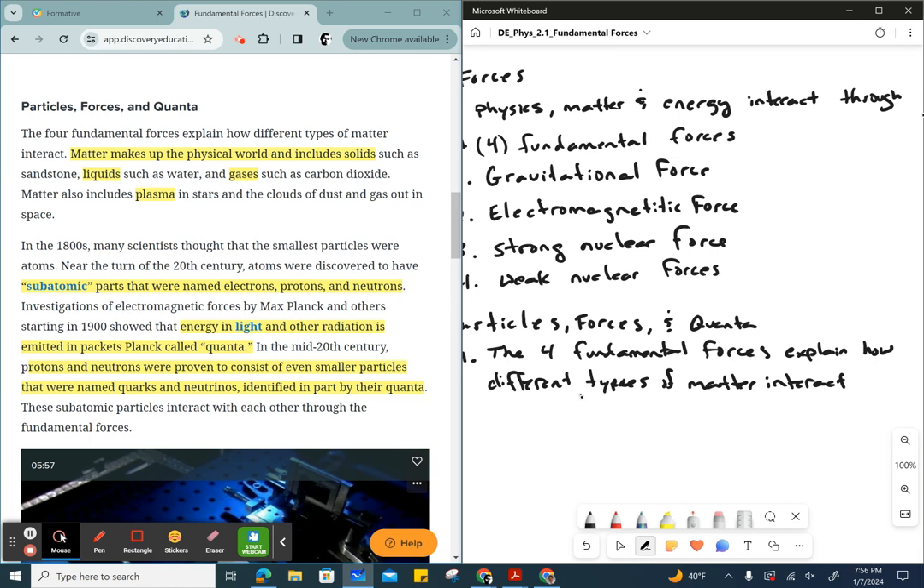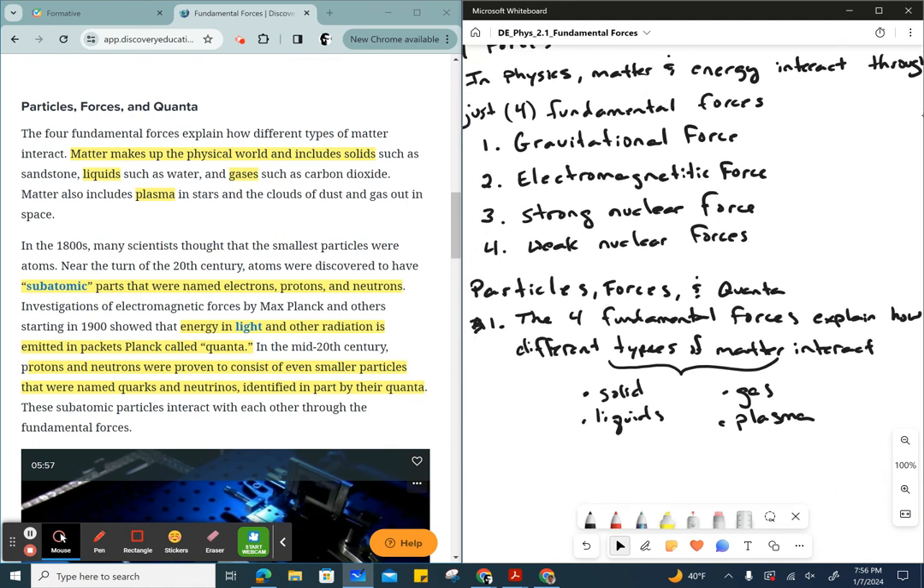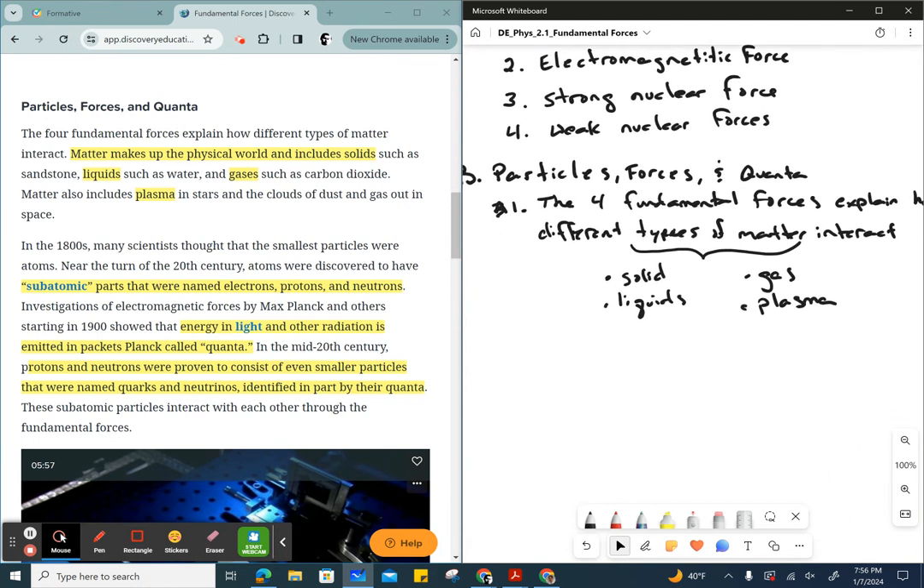And when we're talking about the types of matter, we need to remind ourselves there's solids, there's liquids, there's gas, and of course, you also know that there's plasma, right? So these fundamental forces explain how these different states of matter can interact, okay? And if we're going to be talking about matter, then it helps to refresh ourselves on what are the fundamental parts of matter.